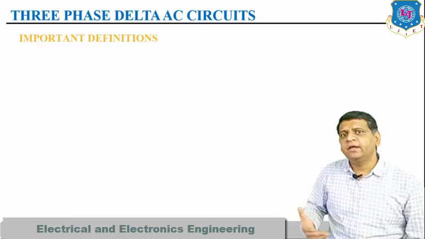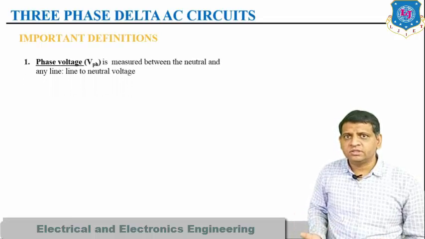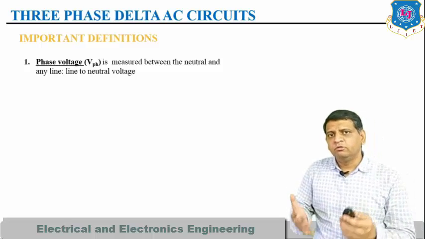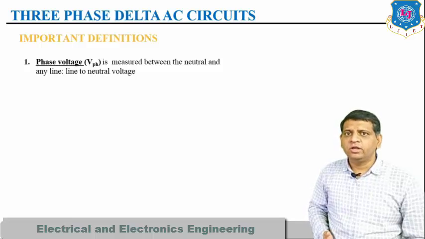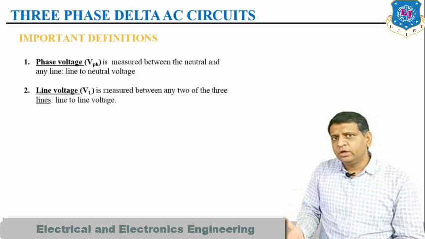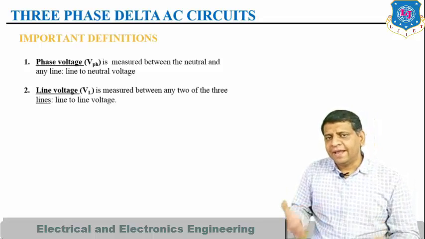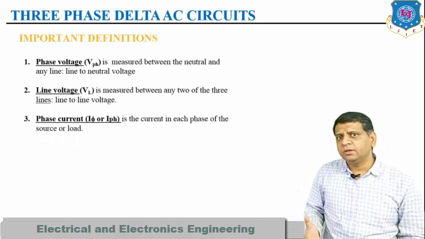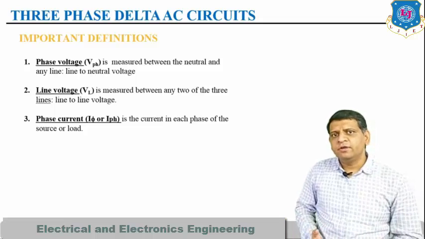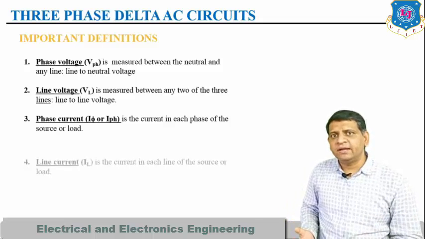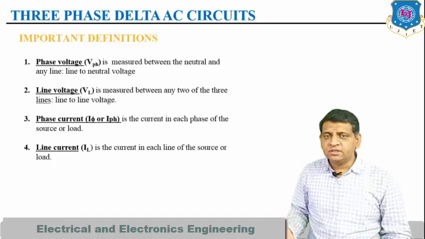Now for the delta connection, the common important points we need to understand are these. Phase voltage, defined as VPH or EPH, is the voltage across each phase. Line voltage, called EL or VL, is the voltage difference between two lines. The phase current, IPH, is the current flowing through each phase. The line current, IL, is the current flowing through each line.